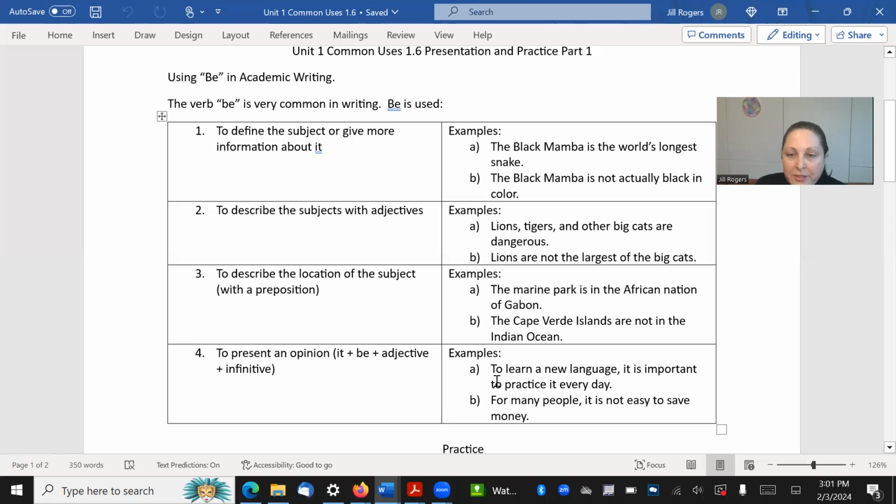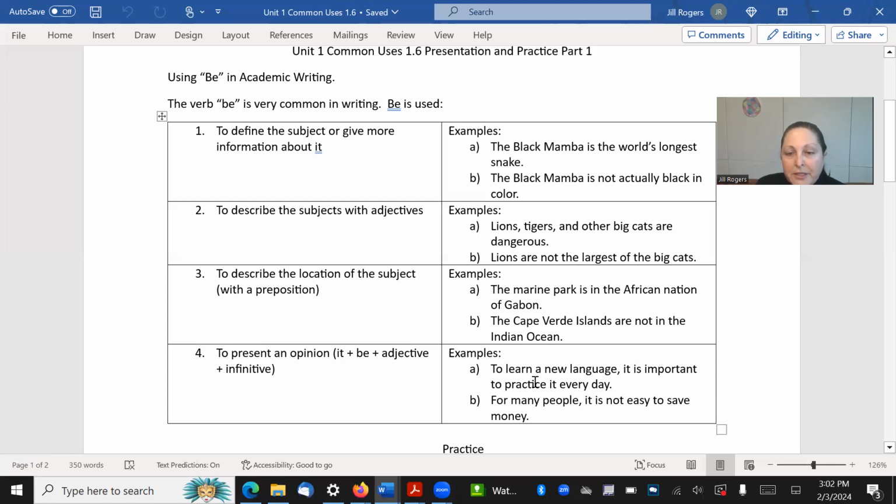All right, so let me just read this example again. To learn a new language, it is important to practice it every day. Okay, so it is important to is our pattern. And, sorry, to practice. It is the it, is the be, adjective is important, and infinitive is to practice. And here we have the same pattern here.